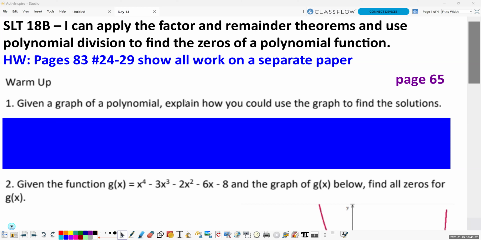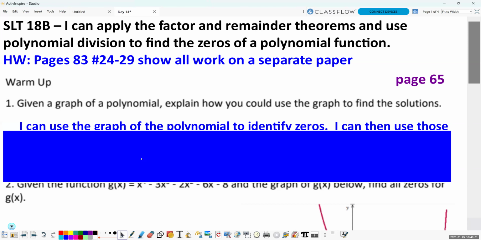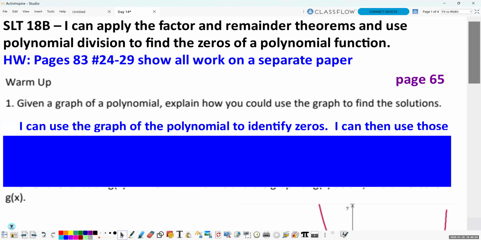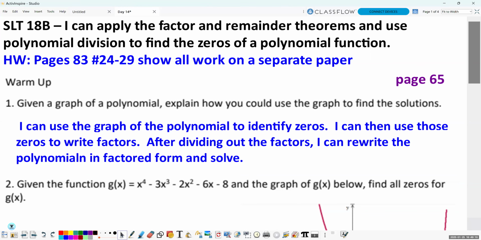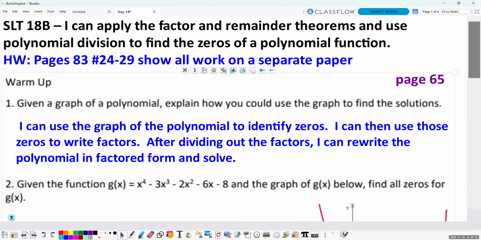Okay, you should have something written down for number one, and the first thing I hope you wrote down is that you can use the graph of the polynomial to identify zeros. You can then use those zeros to write factors. After dividing out the zeros, you can rewrite the polynomial in factored form and solve. And that is exactly what we are going to be doing for number two.